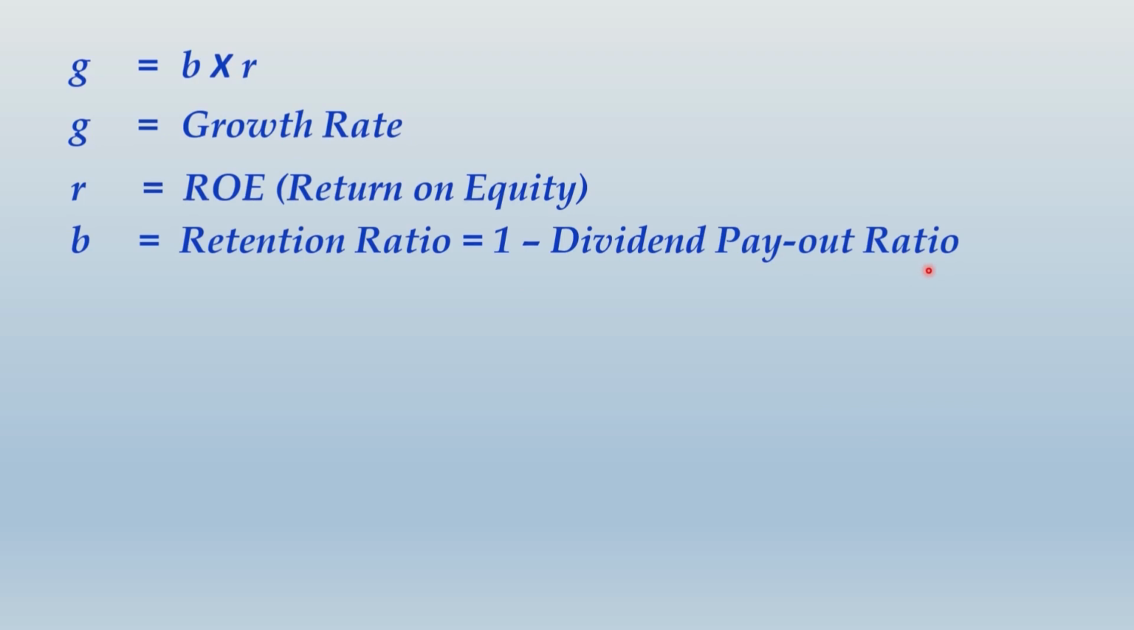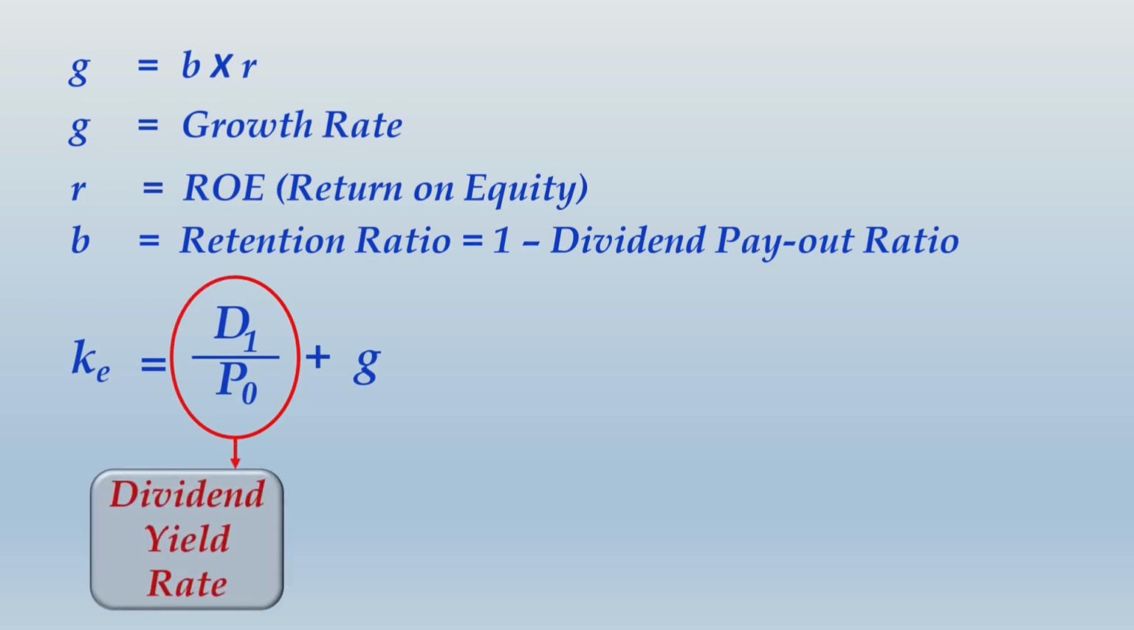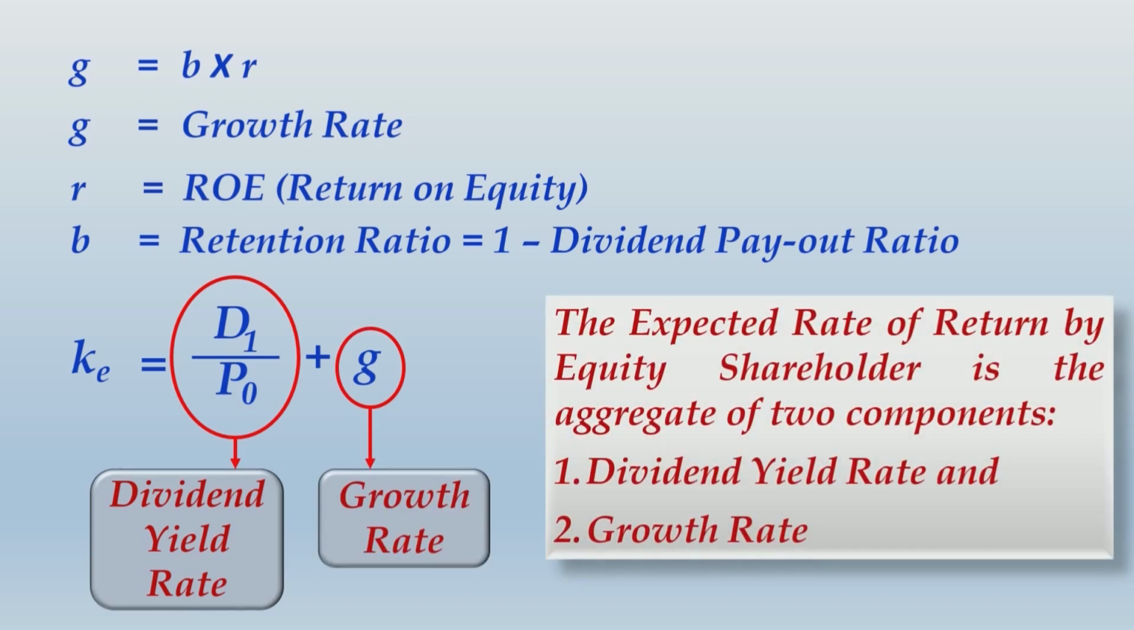So friends, in the share valuation topic, we have discussed that multiplication of B and R, that is these two factors, will eventually give you growth rate. Same growth rate which can also be determined through P1 minus P0 divided by P0. So I am not repeating all these concepts over here because we have discussed the same in the share valuation topic. So when we write K equals D1 by P0 plus G, D1 by P0 indicates dividend yield rate and G indicates growth rate. The expected rate of return by the equity shareholder is the aggregate of two components, that is dividend yield rate and growth rate. So you should always understand it this way, that K is the aggregate of these two rates, D1 by P0 is the dividend yield rate, and G stands for growth rate.